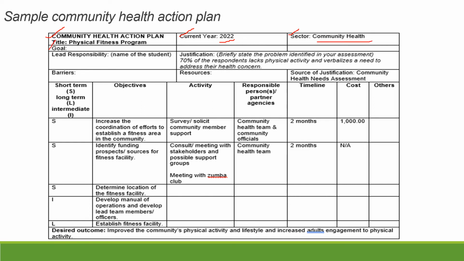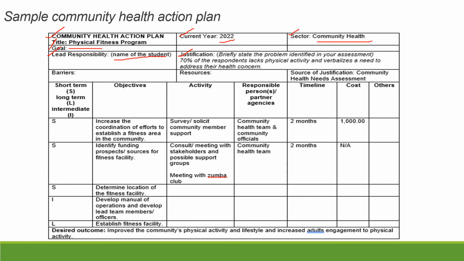Next, you have also here your goal. You need to specify here your goals, your general objectives. Okay? So we also have here your lead responsibility. So since you will be the lead responsibility of your health action plan, you need to write down here your name. You also need to write down here your justification why physical fitness program will be your action plan, or whatever health program you want to make an action plan for.